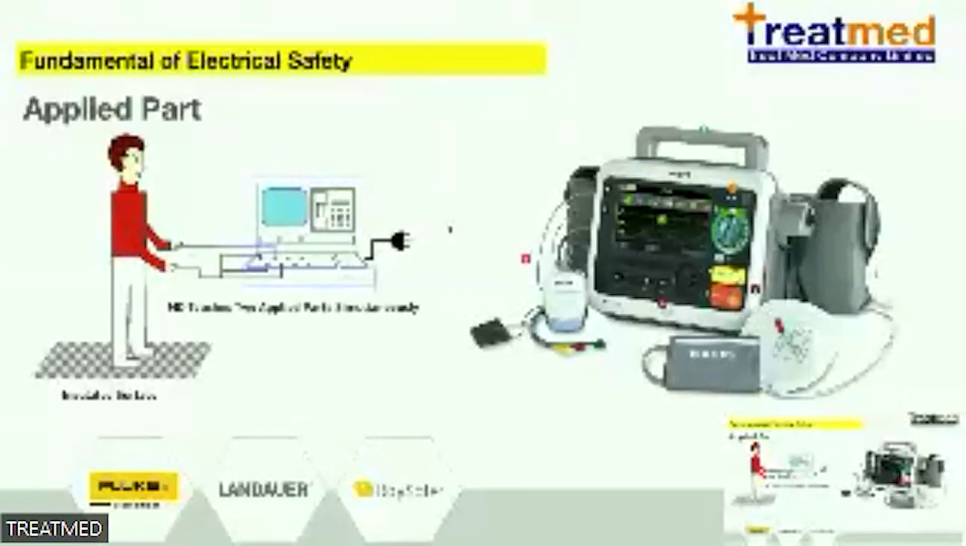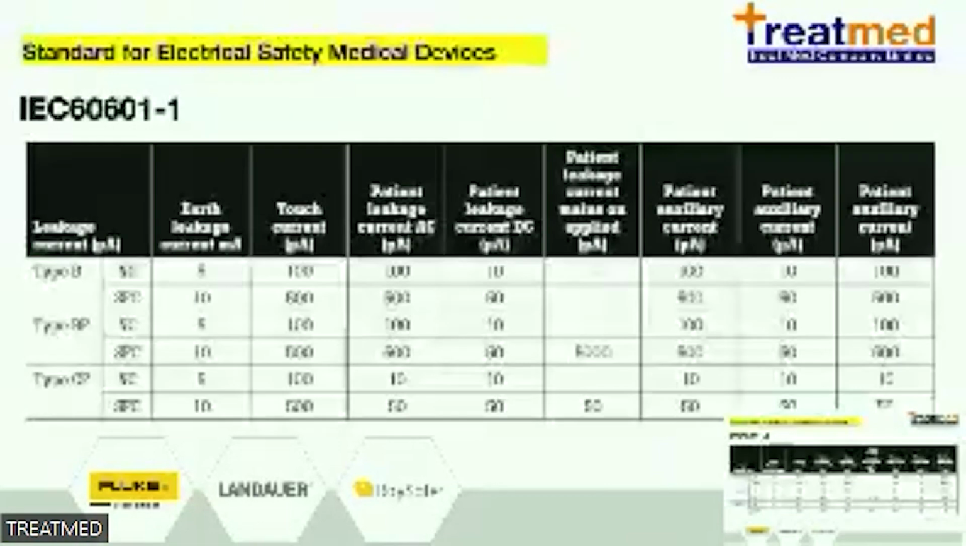So this is the applied parts diagram for more understanding. This is the tolerance table for IEC 60601. When you test the safety of the medical device, we separate it into B type, BF type, and CF type. The measured number must not exceed the number in this table.